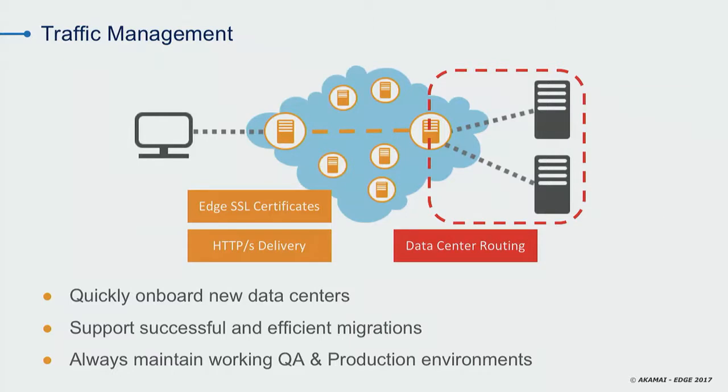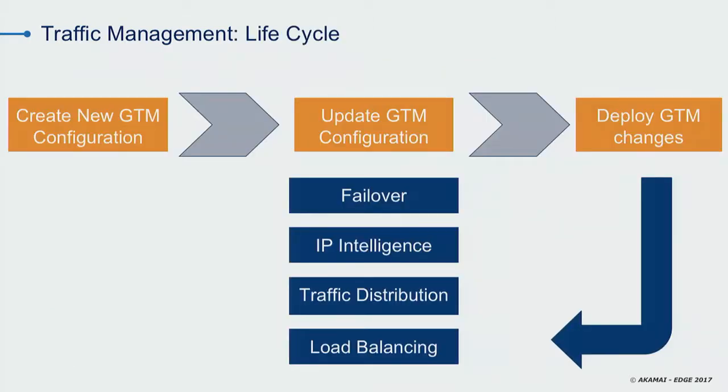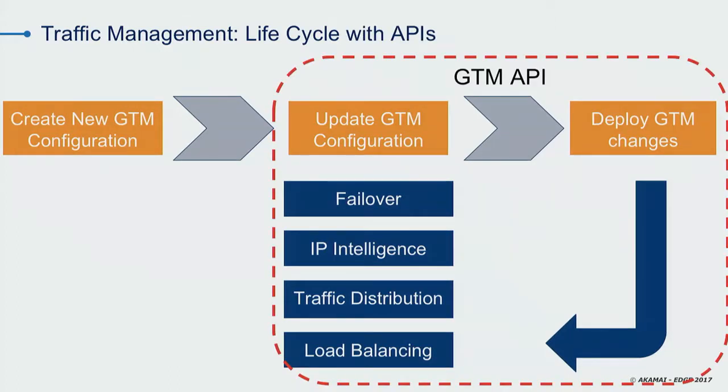And then lastly, you can maintain your current working environments, whether it be QA or production. You want those things to constantly work while maybe you test out new data centers or new environments that you're trying to bring on. So getting into the life cycle, very similar to what we've been seeing, you have your standard phases. You create a new GTM configuration, you update those configurations, and then you deploy those changes. And again, with where the APIs fit in terms of that daily or weekly release cycle, the traffic management API is going to focus on that area.